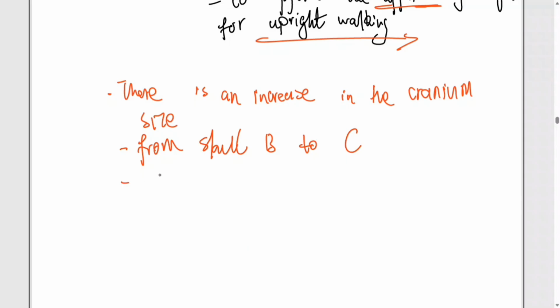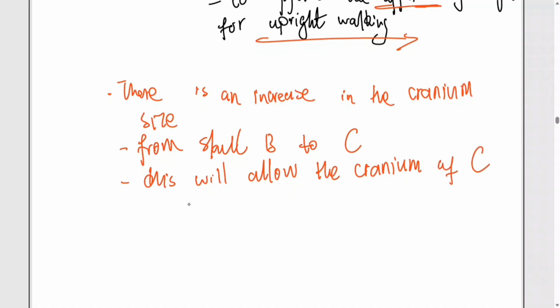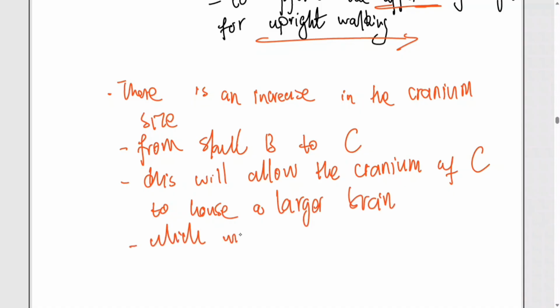So what is the significance from B to C? It means that now this will allow the cranium of C to house a larger brain, which will lead to greater intelligence.